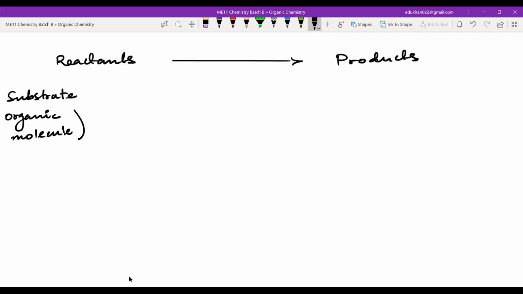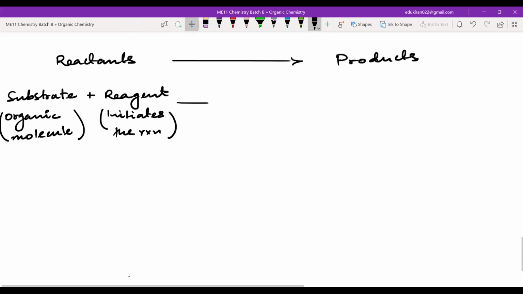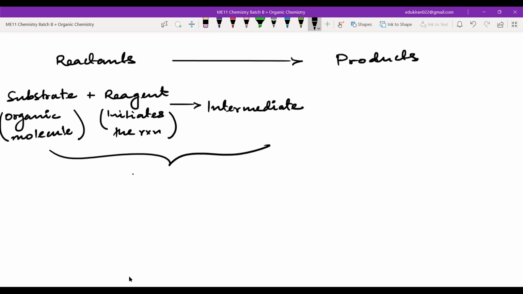This is the substrate, plus a reagent. What is a reagent? The reagent is something that initiates the reaction, and it is more unstable. It is sometimes organic. It can be sometimes inorganic also. Mostly it is inorganic. Then we form some intermediate. Now this step is most crucial.